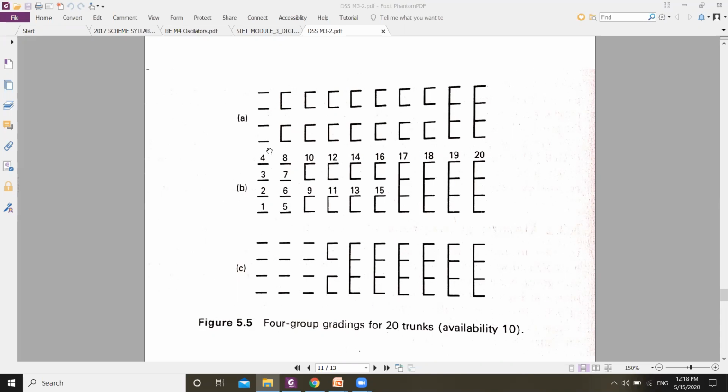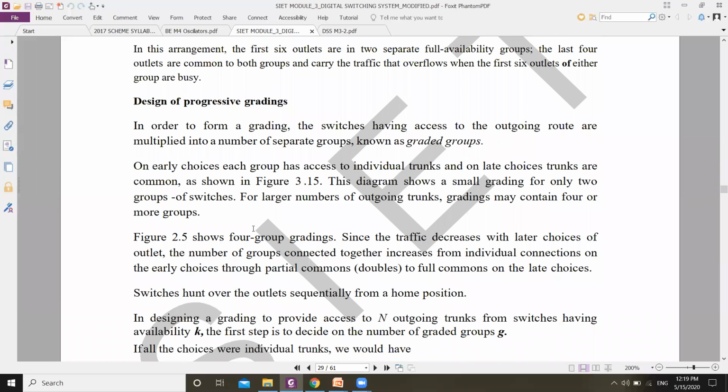Another type of grading is where we have 8 individual trunks, then 8 doubles, and 4 quadruples. And the third part of grading says that we have 12 singles, 4 doubles, and 5 quadruples. So depending on our requirement, we'll be doing the grading. That is what he's trying to say over here.